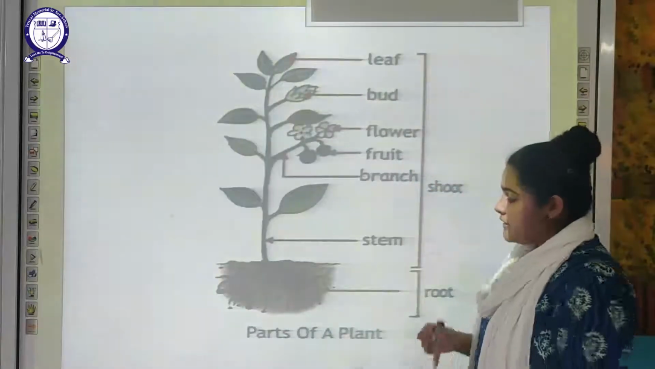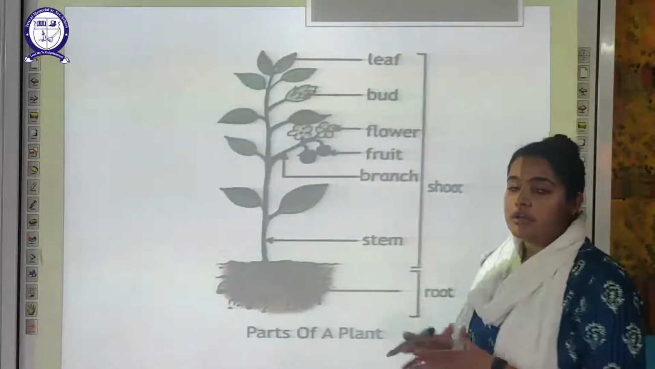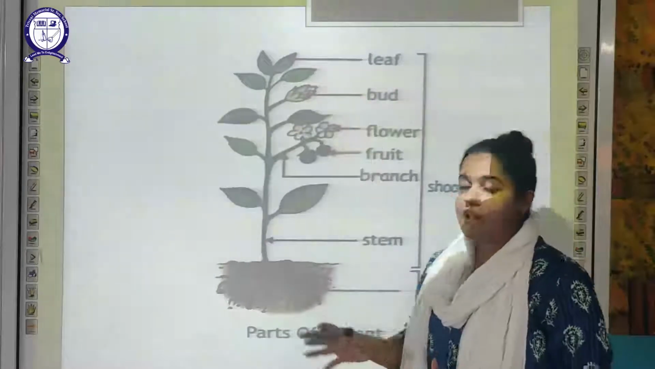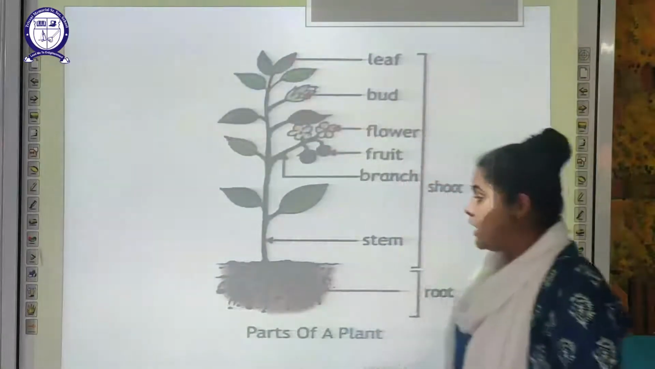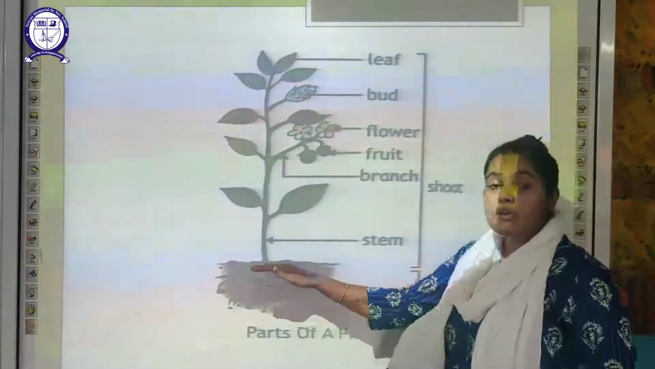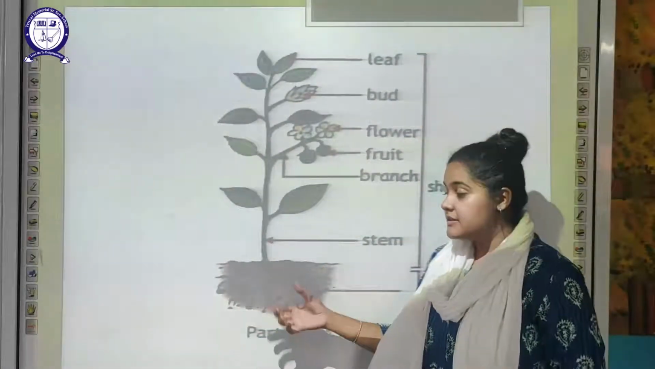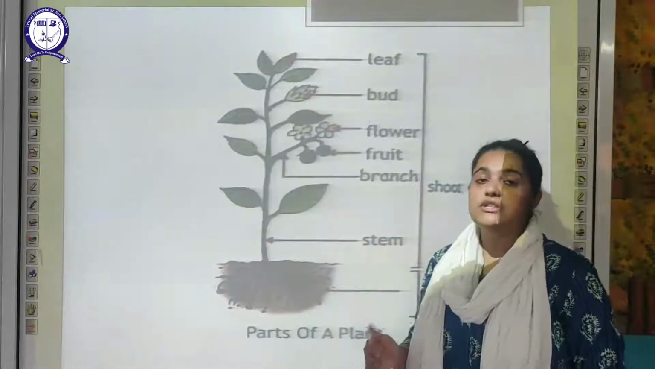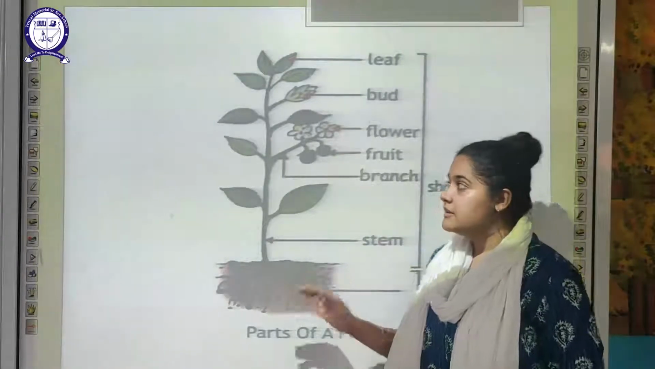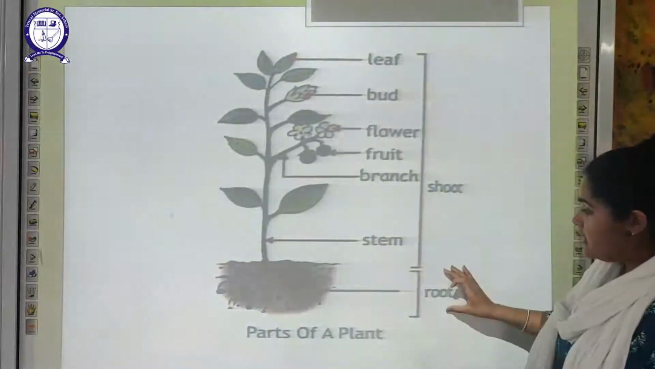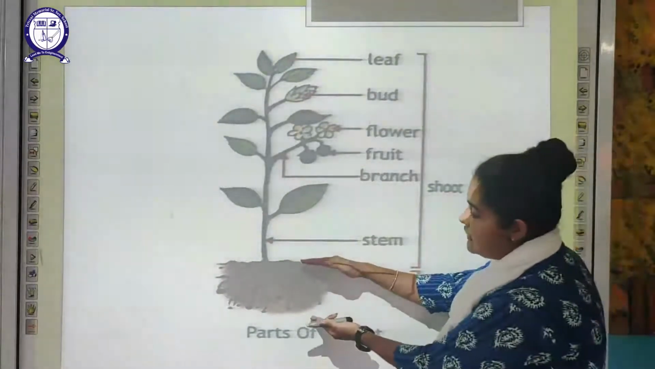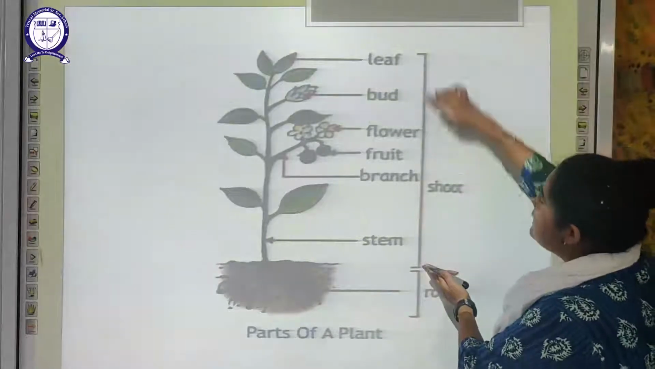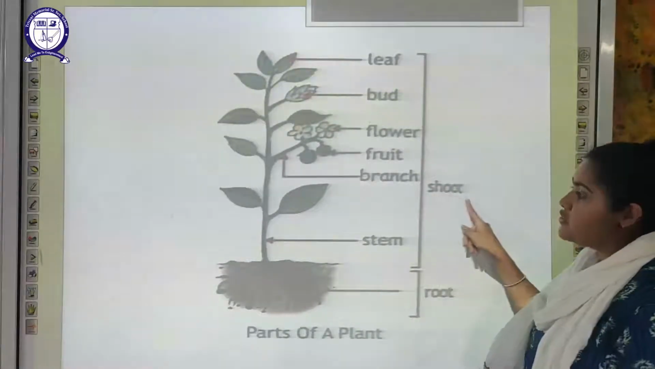So here, these are the various parts of the plant. So students, any plant will have two main systems. One is the shoot system, another is the root system. The one which is below the surface of the earth consists of the root system, and the one which is above the surface of the earth consists of the shoot system. As you can see here, this part is your root system, below the surface of the earth, and the part above the surface of the earth is the shoot system.